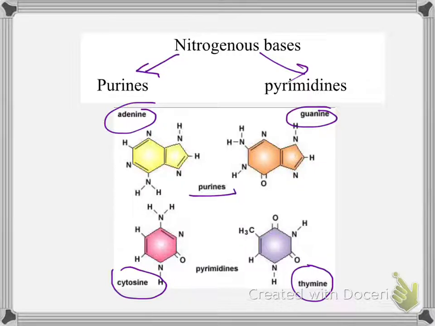So there are two types of nitrogenous bases: purines and pyrimidines. Purines are adenine and guanine. Pyrimidines are thymine and cytosine. Purines contain double ring and pyrimidines contain single ring.